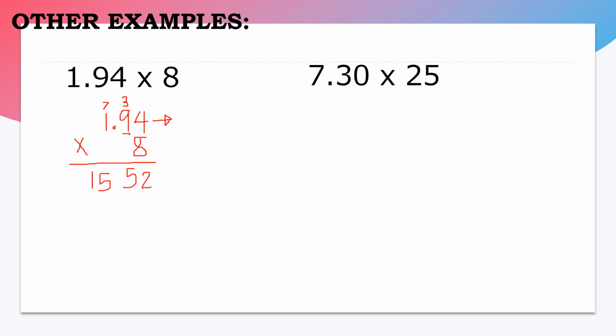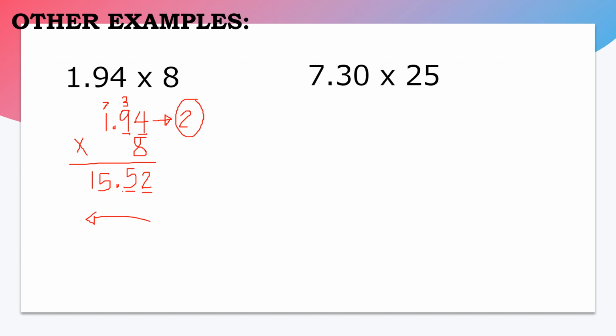At ang ating decimal places sa 1.94 ay 2. We have 1, 2. So, since dalawa lang ang aking decimal places, dahil wala naman akong decimal place sa 8 kasi nga siya ay whole number, ibig sabihin, dalawa lang din ang kailangan kong bilangin na decimal place sa ating product. So, bibilang tayo ng dalawa papunta uli sa kaliwa. Laging papunta sa kaliwa. So, we have 1, 2. After kong mabilang yung pangalawang decimal place, saka ko ilalagay ang decimal point. So, 15.52 or 15 and 52 hundredths is our product.